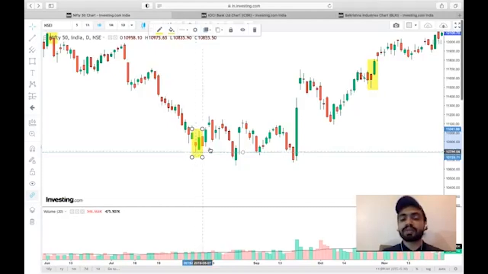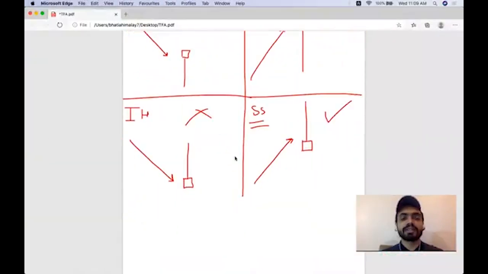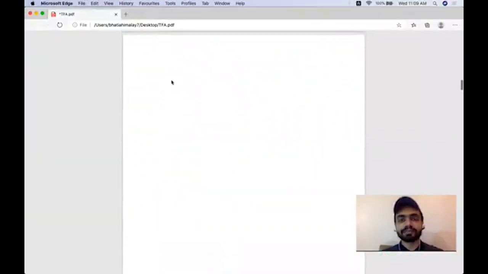This is my stop loss. It went on to hit my stop loss. All right, so this is a unique example, and this is to be understood very well. So let me explain this in a little more detail over here.